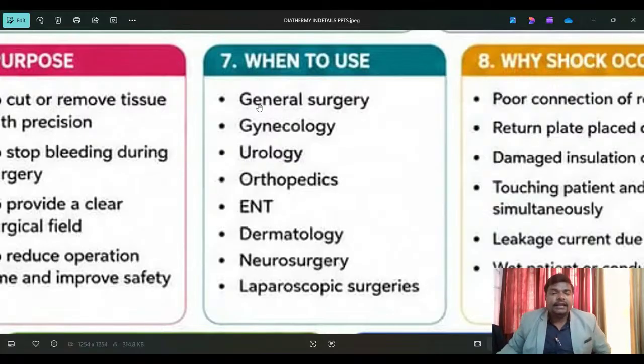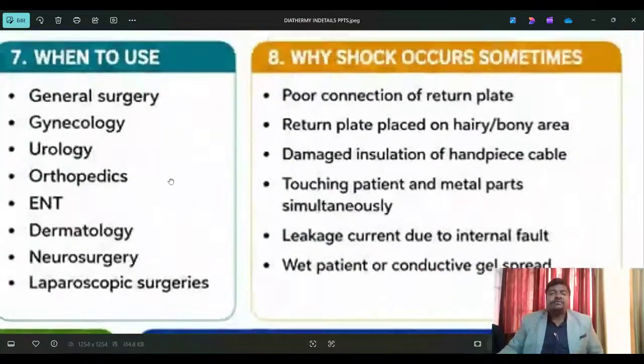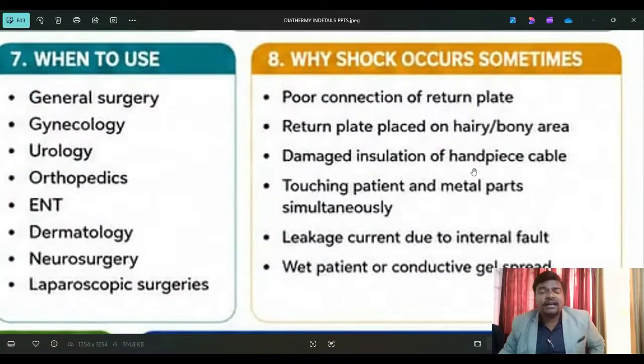Okay, see here, when to use: general surgery, gynecology, urology, orthopedics, ENT, dermatology, neurosurgery, laparoscopic surgery. Maximum surgeries cannot run in the hospital without this equipment. So I'm going to share every point with you. I collected a total of 18 points for you. If I show you and read them out, then you can understand and get more information.